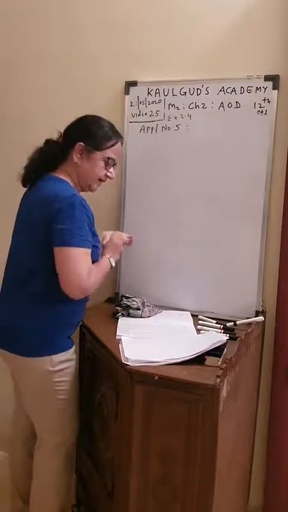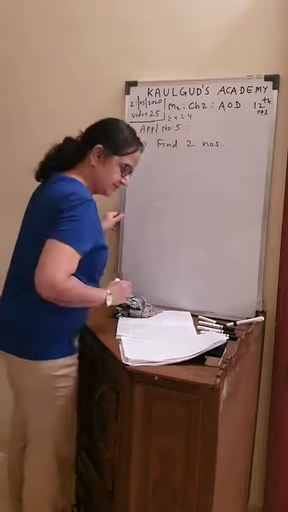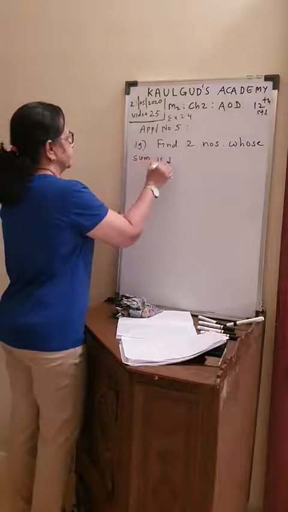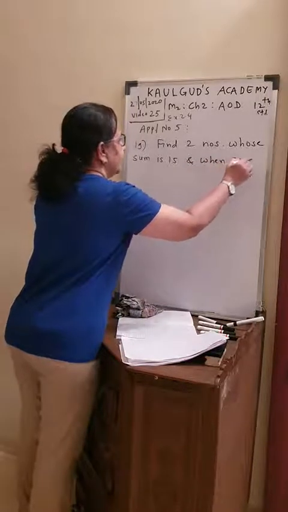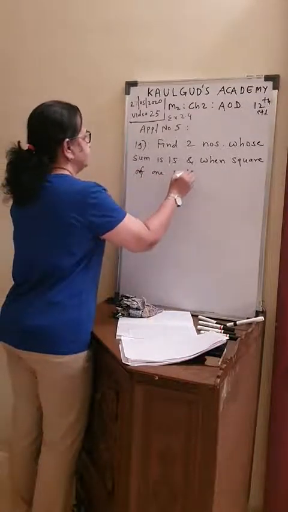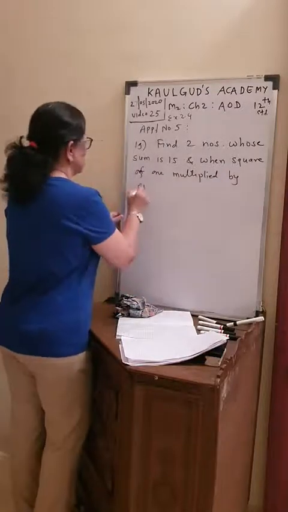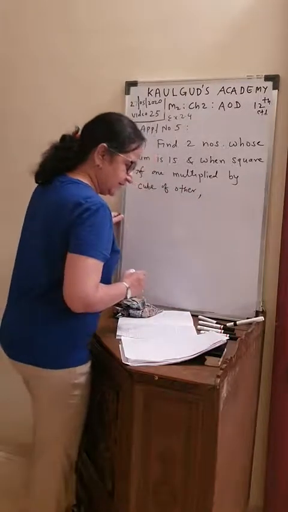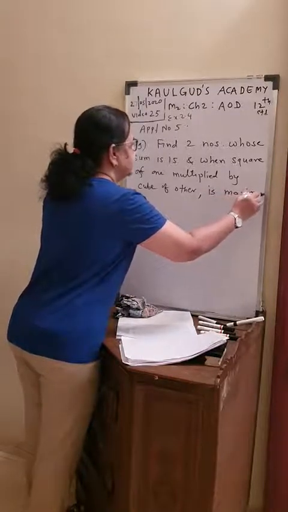Next, number 19. Find two numbers whose sum is 15 and when the square of one multiplied by the cube of the other is maximum. That value is maximum.